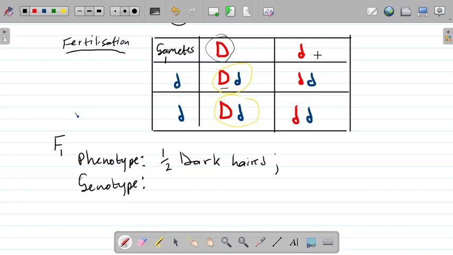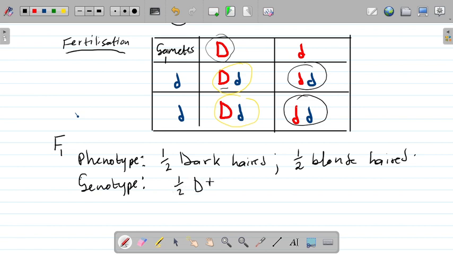And then these two are homozygous recessive, which means they're going to be blonde. That's 2/4, which can be simplified to 1/2 blonde haired. Then we move to the genotype. The genotypic ratio is going to be the same: half of them are going to be heterozygous dark hair, and half of them will be homozygous blonde hair. Then you are done with your cross.